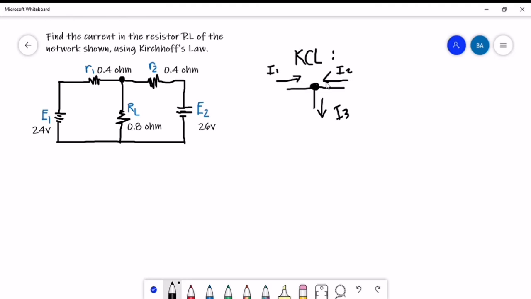At this point, we know that I sub 1 and I sub 2 enter the node, so we can say this is positive I sub 1 plus positive I sub 2. What will be the sign for our I sub 3? Since the third current, I sub 3, is leaving the node, this is negative. This should be equal to 0, and this will serve as our equation.